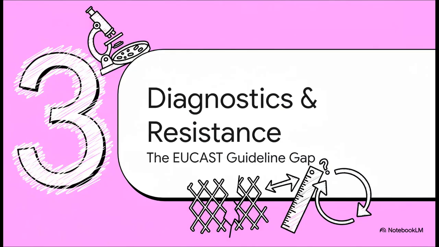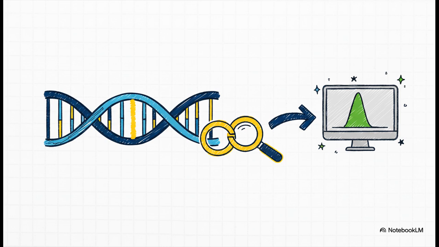Okay, let's move on to section 3, because this is where things can get a little more complicated. We're looking at modern diagnostics and some very real challenges with resistance testing, particularly what I like to call the EUCAST guideline gap. So while culture is absolutely essential for that final, definitive species-level confirmation, molecular methods are really the gold standard. Multi-target PCRs that are designed to find those species-specific insertion sequences, like IS1001 for Bordetella parapertussis, give you that unambiguous answer that's so important for surveillance.